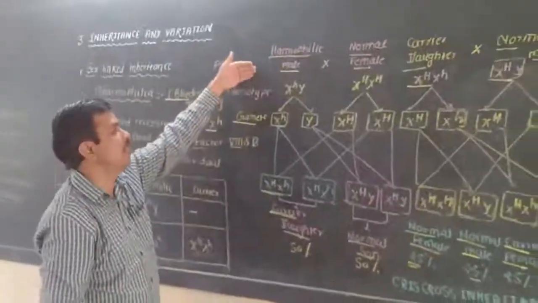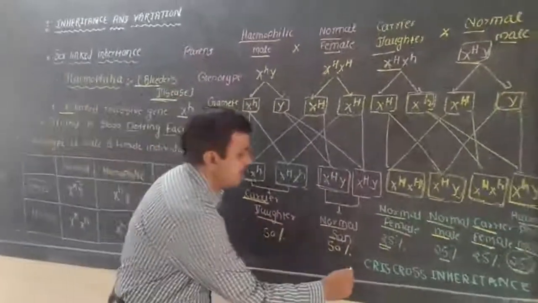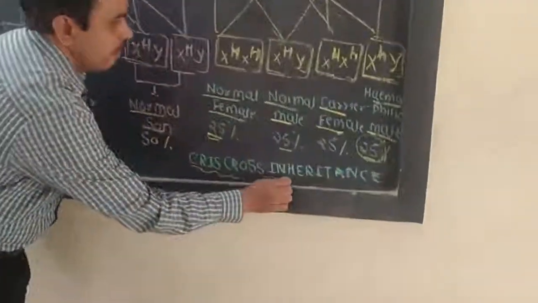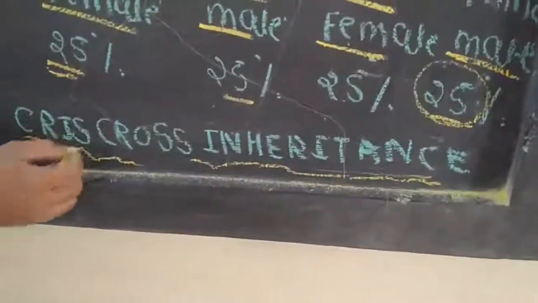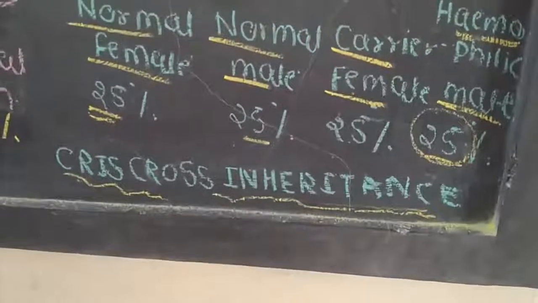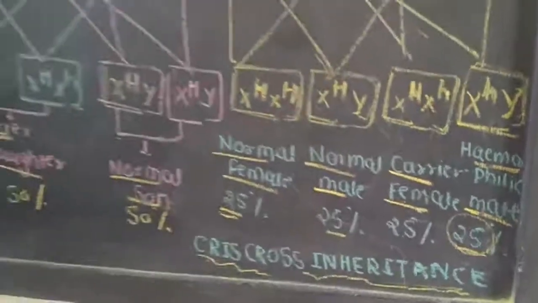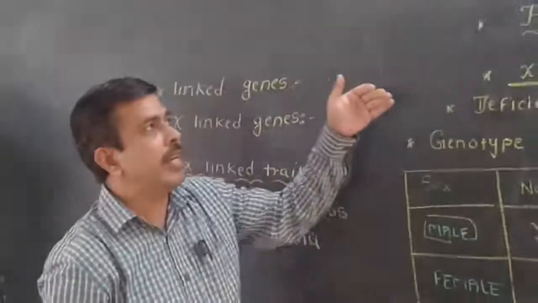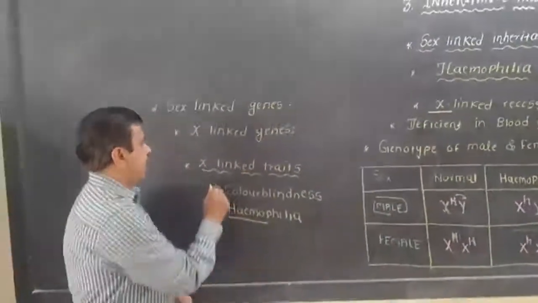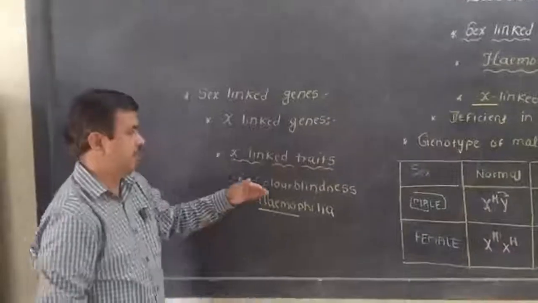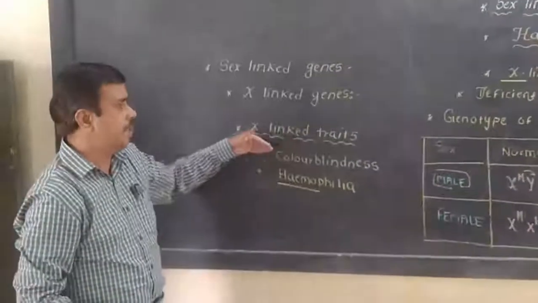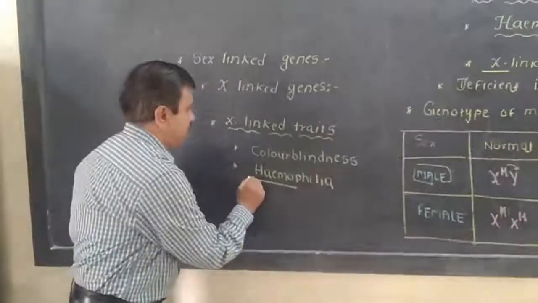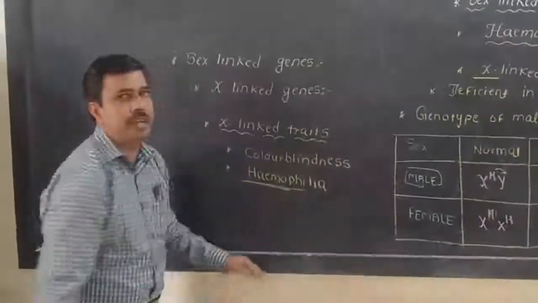So crossing takes place, and this phenomenon is known as crisscross inheritance. Inheritance means transmission, and crisscross means male to female and female to male. Okay, so this concept is known as crisscross inheritance. It is another example of X-linked traits. We discussed in the last video color blindness; the same transmission takes place in hemophilia. Okay.